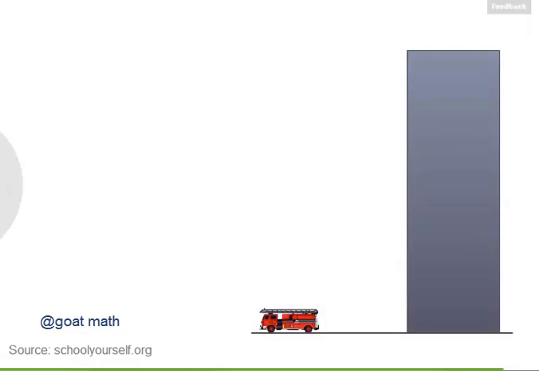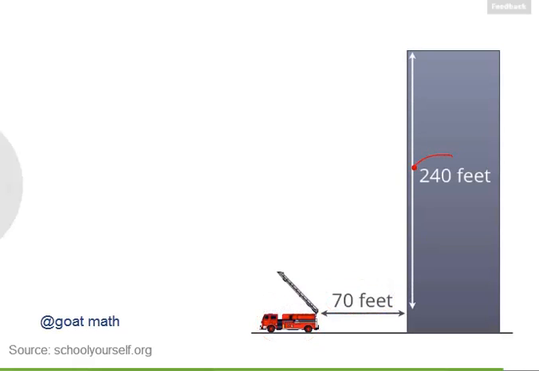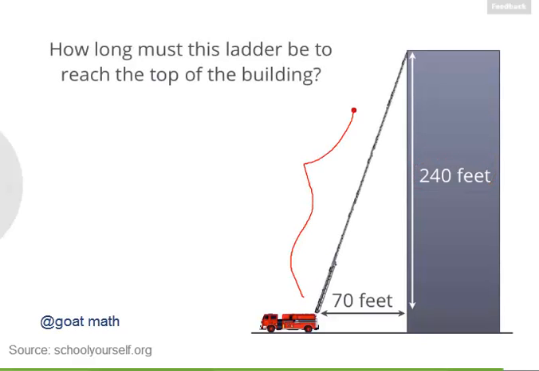Now let's finish off the Pythagorean theorem with a practical example. Suppose a fire truck is parked 70 feet from a building and you want to extend the ladder 240 feet vertically up the building. How long does the ladder need to be so that it reaches the top of the building?